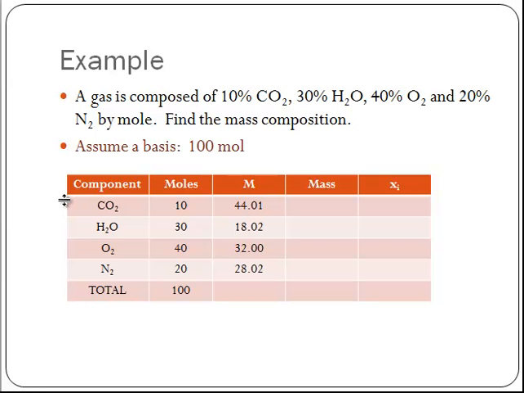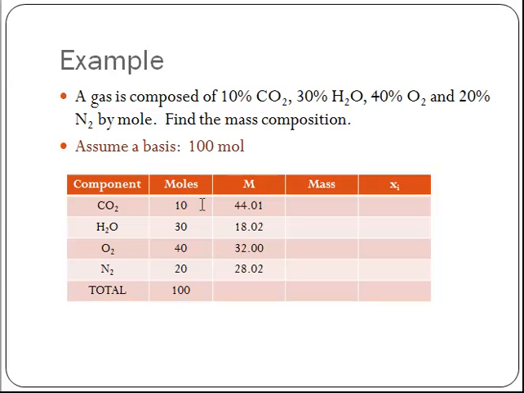So what I usually do is I list my components, and then I add a little row down at the bottom for my total. I was given mole fractions, so I'm going to put number of moles, and I'm going to need the molecular mass. So this will be data that I'll look up. I'll be computing the mass of each of these components for my basis of, in this case I chose, 100 moles, and I'll be computing the mass fraction.